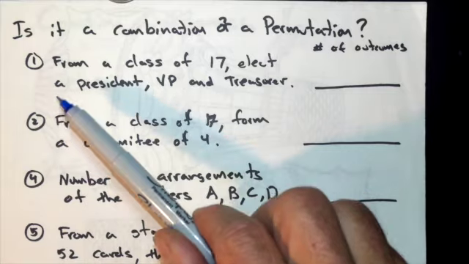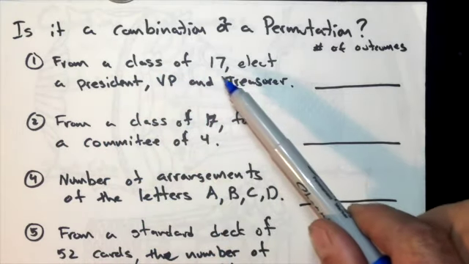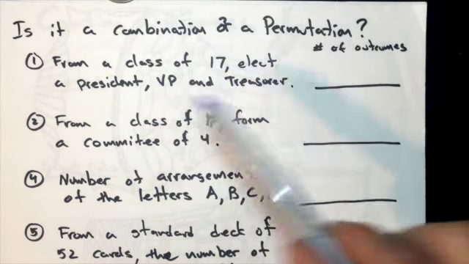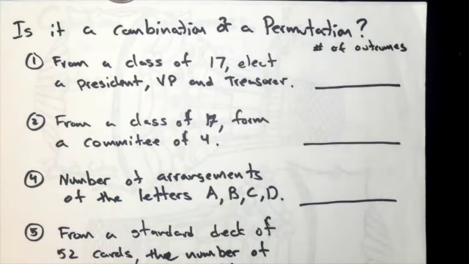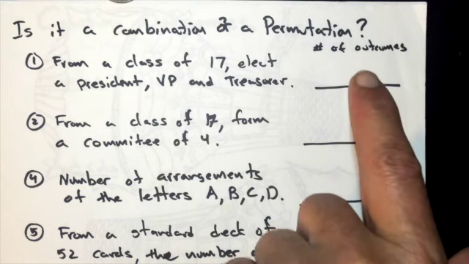So I'm going to choose a class from a class of 17. From class 17, I'm going to elect a president, vice president, and a treasurer. Okay, so I'm going to choose those students. I'm now choosing the president. Now I'm choosing the vice president. Now I'm choosing the treasurer. Is that a permutation or combination if I wanted to count the number of outcomes of this?